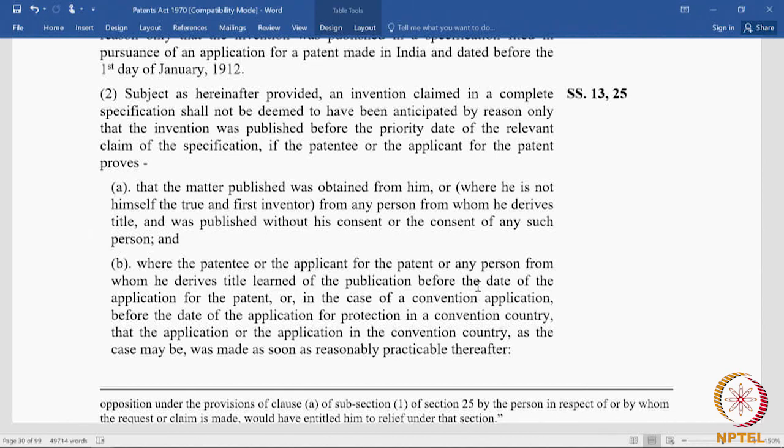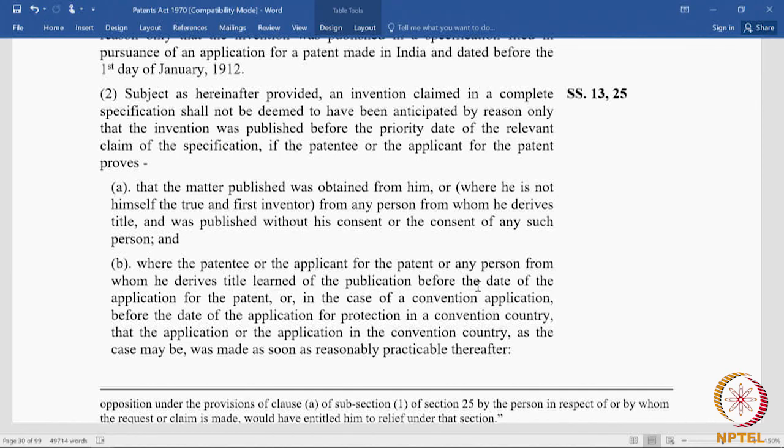So, if somebody asks you what is the grace period under section 29(2), the grace period can be 12 months from the date of disclosure, 6 months from the date of disclosure, as soon as reasonably practicable from the date of disclosure or from the date of publication, or another choice, or none of the above. Then the correct answer in a case involving 29 will be the grace period is as soon as reasonably practicable.